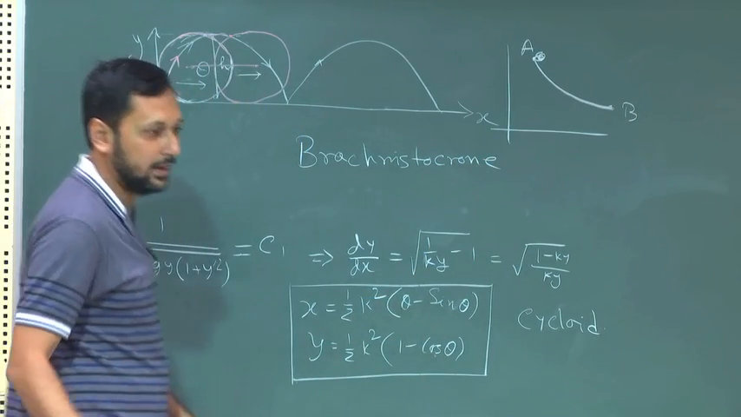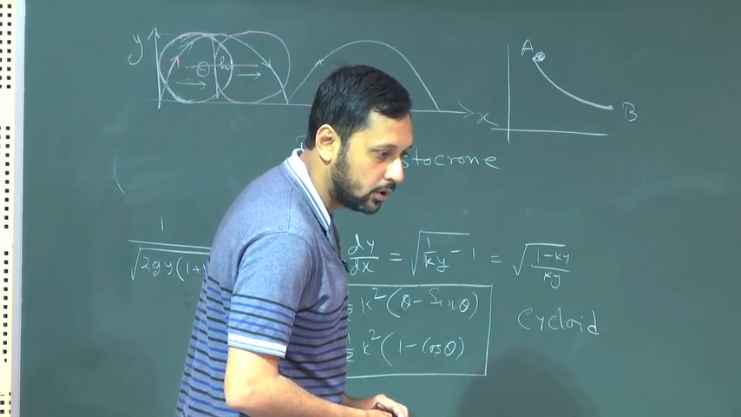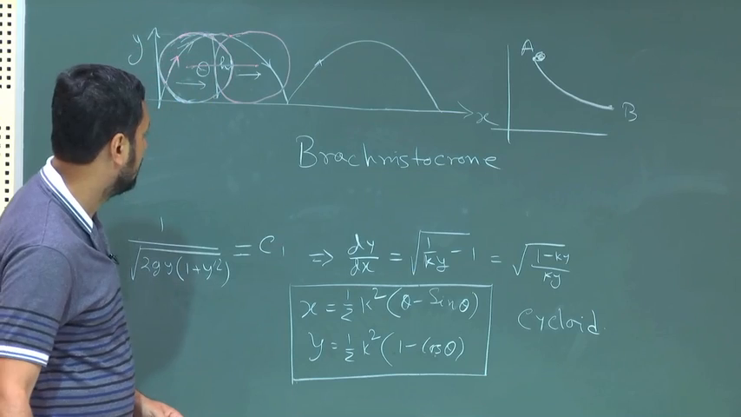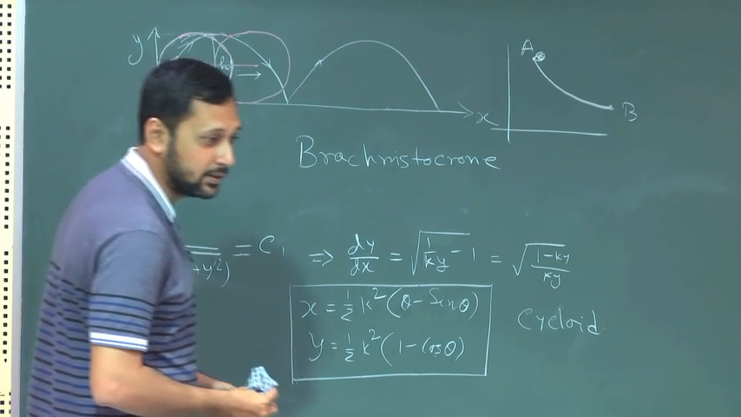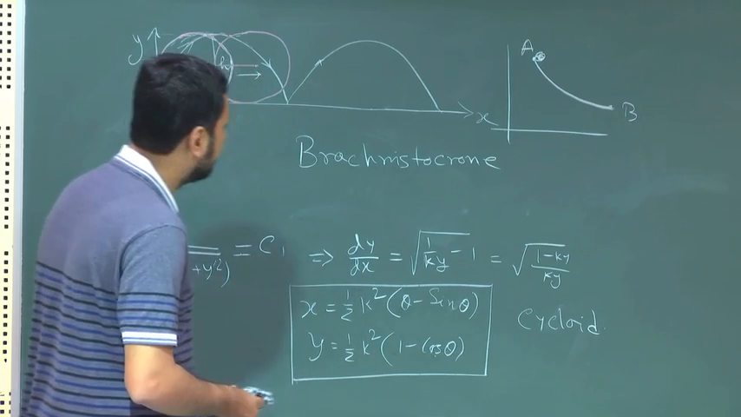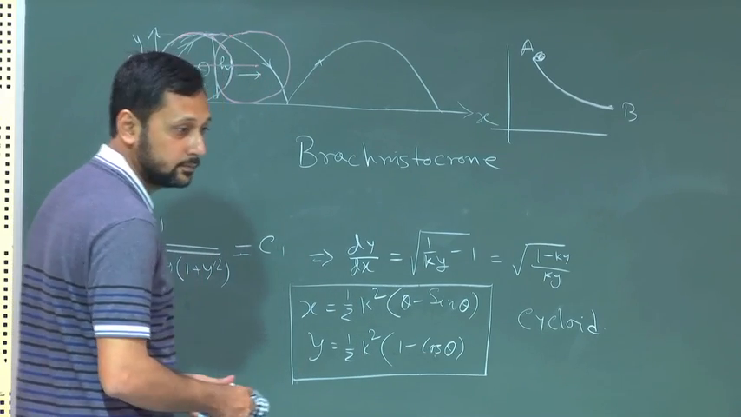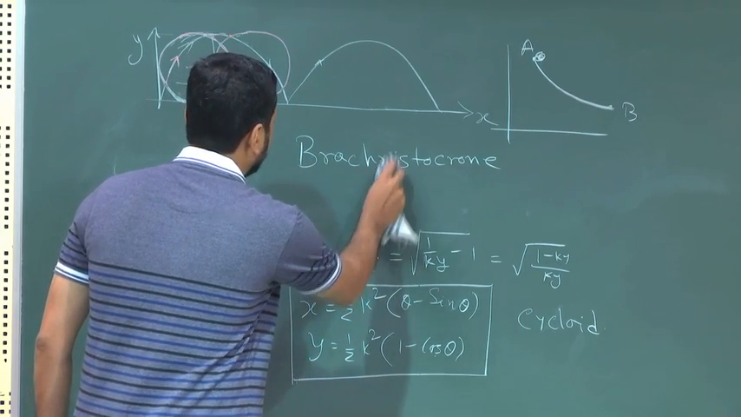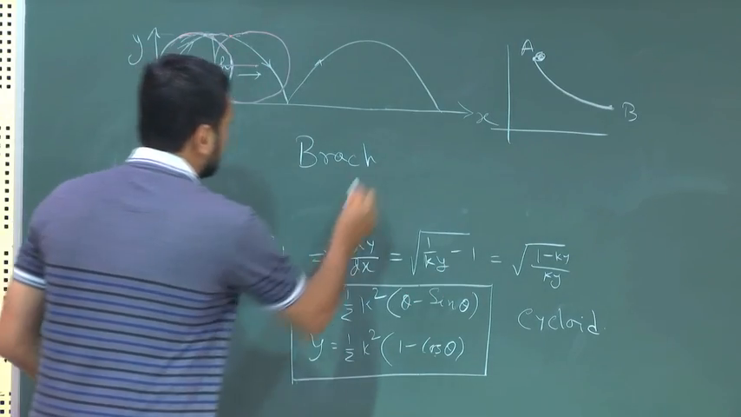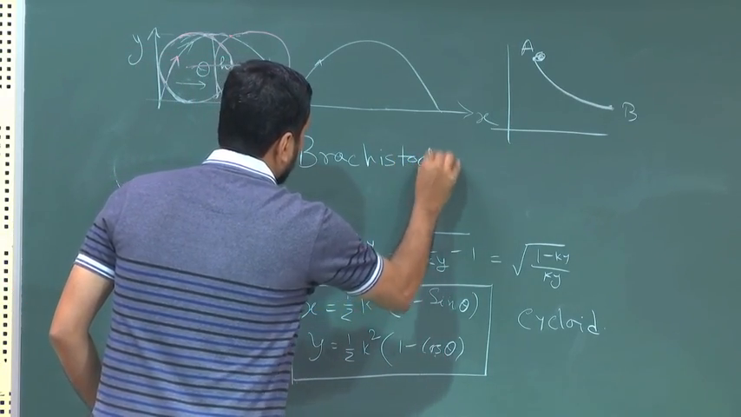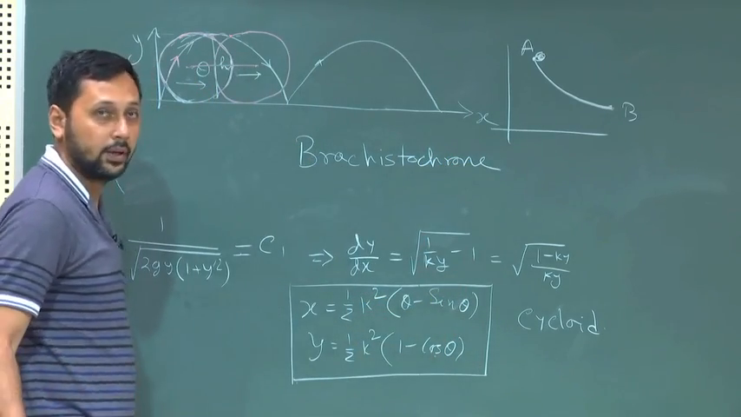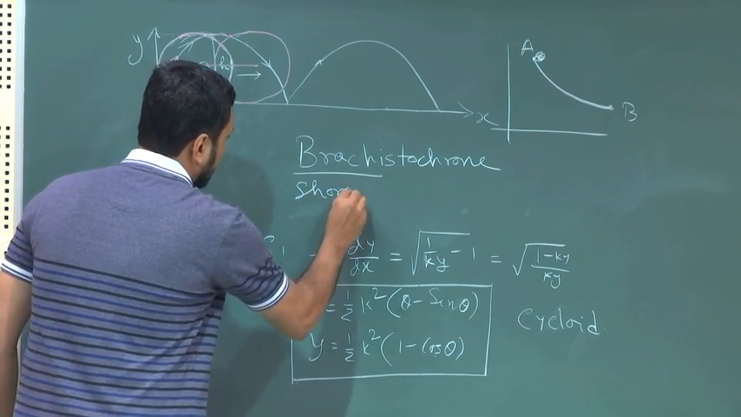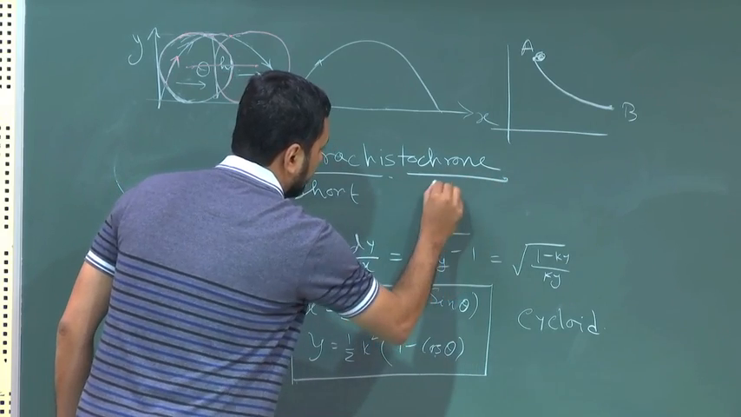Brachistochrone, I think the spelling is correct, let me have a look. Brachisto, CH, no, just a minute, the spelling is not right. Brachistochrone. Okay. So, the word, it is a Latin word, brachis means short and chrone is time.